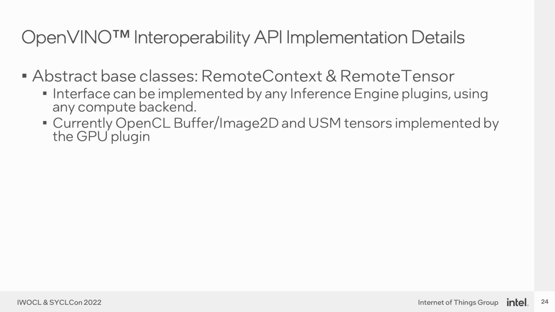These interfaces can be implemented by any OpenVINO plugin and can provide interoperability with any compute backend imaginable. Currently, only the OpenCL interoperability is supported by the GPU plugin, with Level Zero support planned.